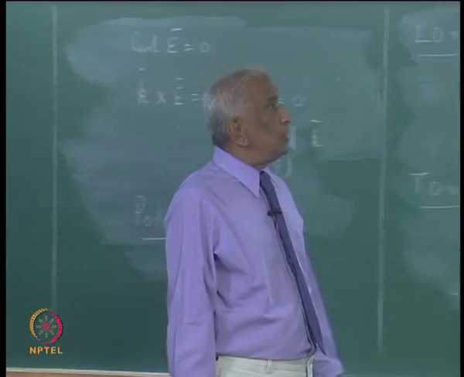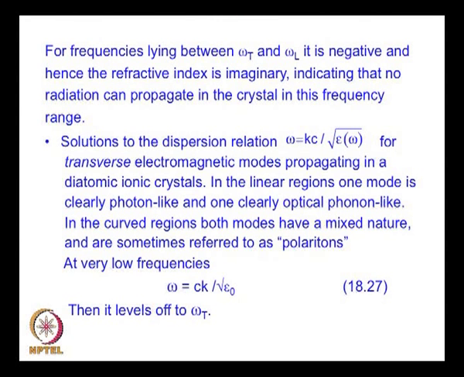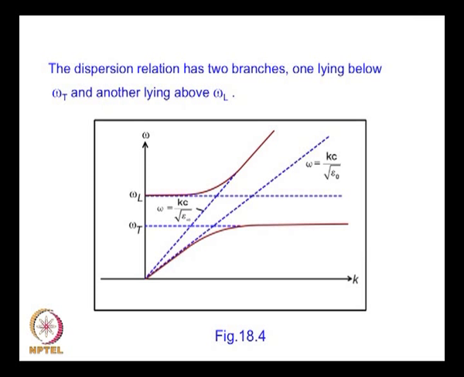At very low frequencies, omega goes as linear and it levels off to omega T, and at high frequencies above the other branch, you have again a linear region. At very low frequencies, it levels off to omega T, and again at high frequencies, you have a linear region again, it levels off asymptotically to the longitudinal optical.